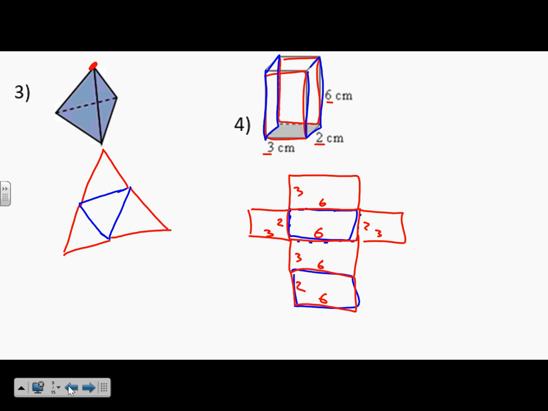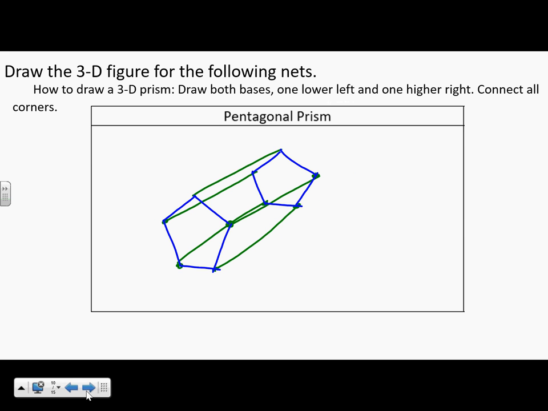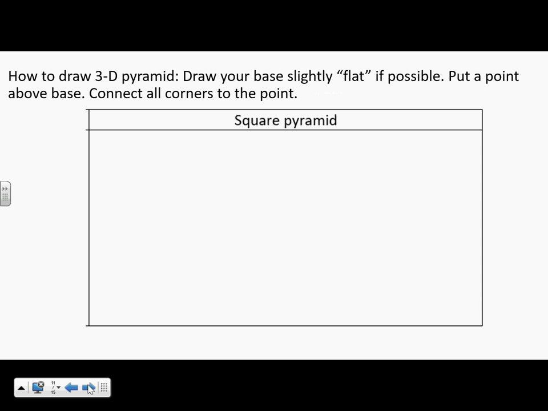So this dotted line means it's behind that shape. You wouldn't be able to see it if it was a solid. Same with these dotted lines. You wouldn't be able to see these if it was like a block of wood, because you can't see through the wood. So if you want to be fancy like that, you can, but you don't have to.